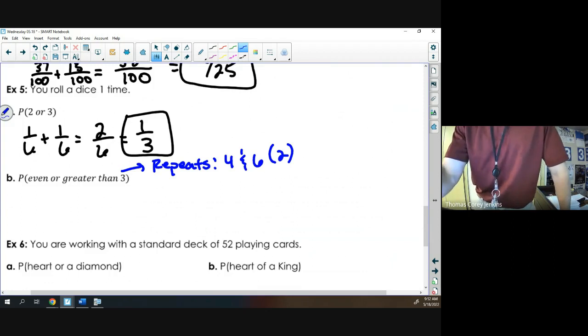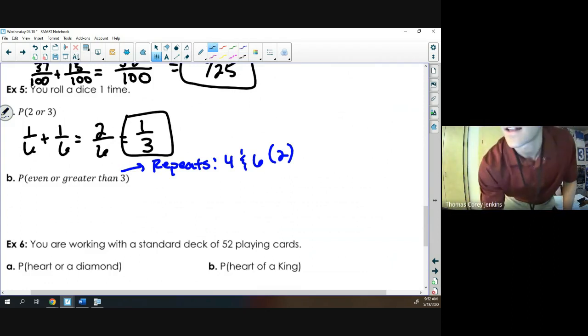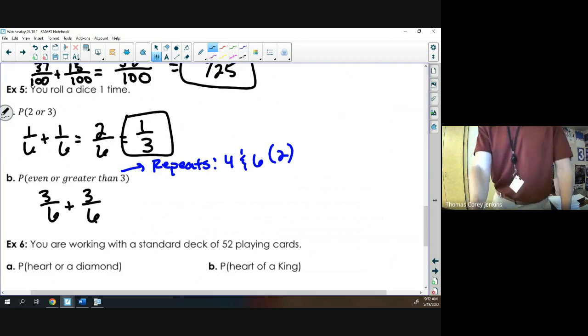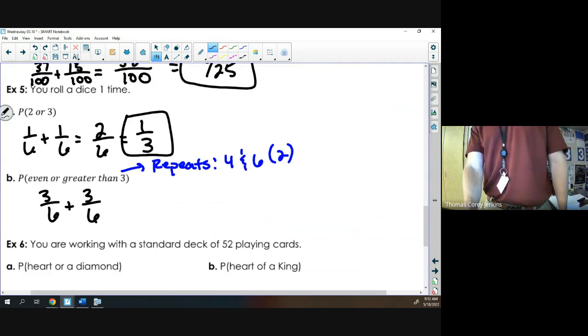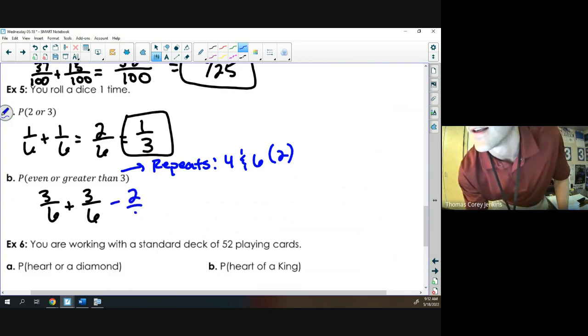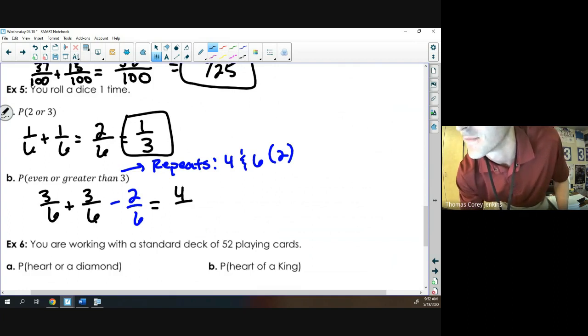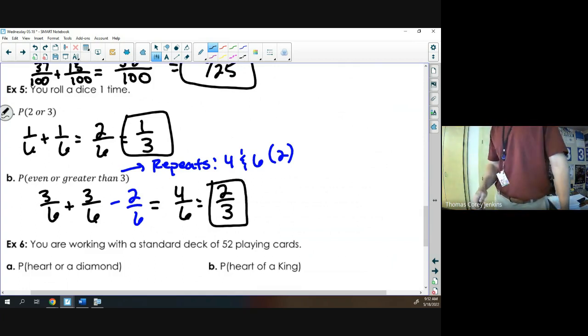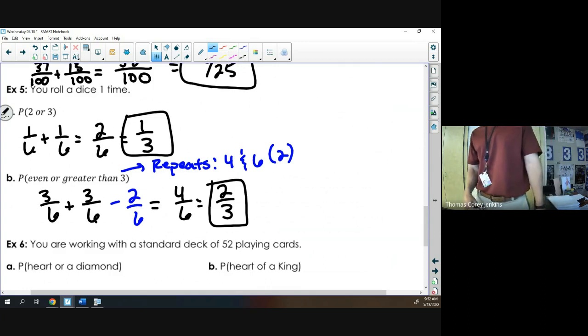So we want to take those out at the end, right? Because if we just add even, that's 3 out of 6, and greater than 3, 4, 5, 6, that's 3 out of 6. That would mean the probability would be 100%, right? Which is not true because we have numbers that are out of this group. So if we don't take out the repeats, which is 2 out of 6, then we're wrong, okay? So 6 out of 6 minus 2 out of 6 gives me 2/3. So sometimes you gotta just not double count, okay? Does that make sense? Everybody with me on that?